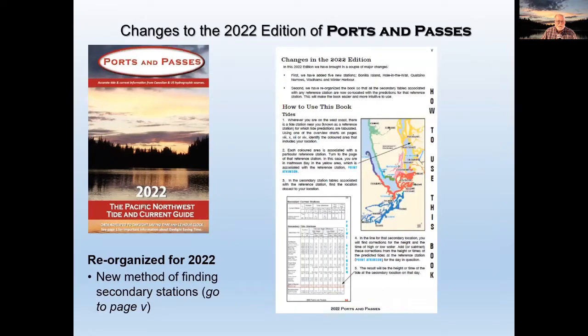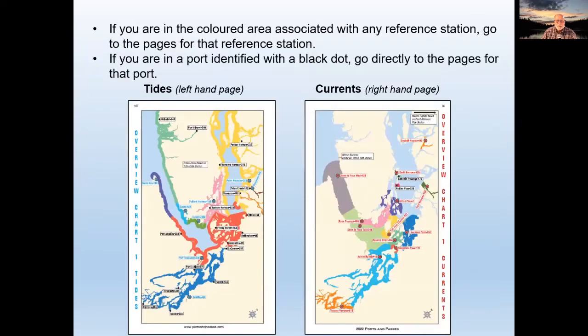We've got a new method for using the book and learning how to use the book. In this section, you will have a left-hand page, which is about tides, and a right-hand page about currents. In these maps, the colored areas are all referenced to a particular location, a particular reference port.